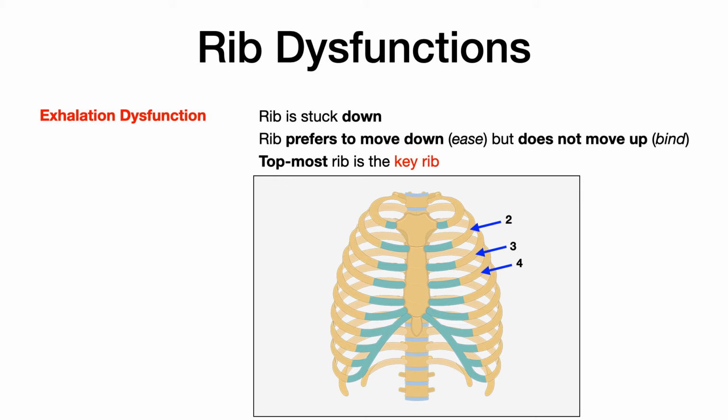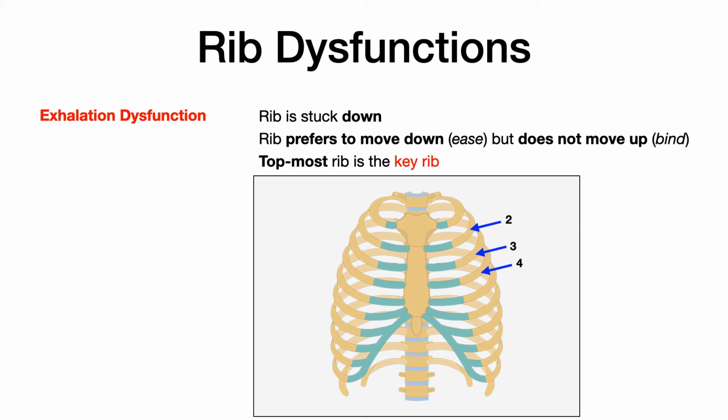Think about it. If 2, 3, and 4 are stuck down and you want to get them back up, if you started by treating rib 4, it wouldn't be able to go back up because 3 is also stuck down and therefore it's blocking rib 4. If you tried to treat rib 3 first, it wouldn't be able to go back up because rib 2 is also stuck down and therefore rib 2 is blocking rib 3. So it should make sense that in an exhalation dysfunction, the topmost rib is the key rib.